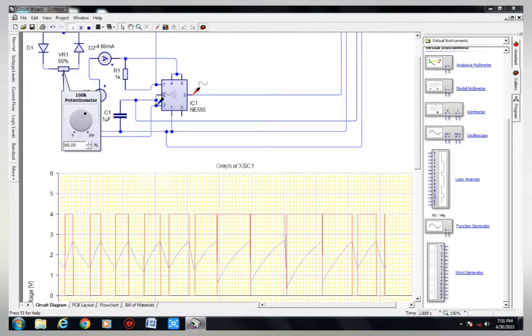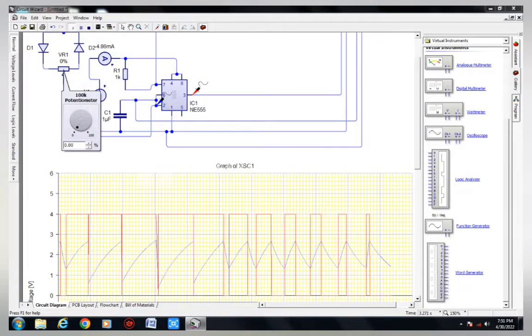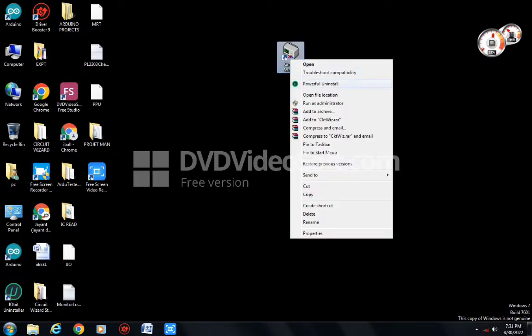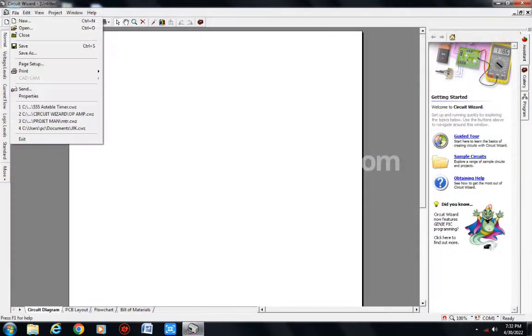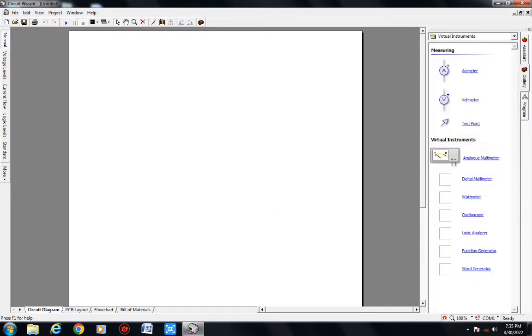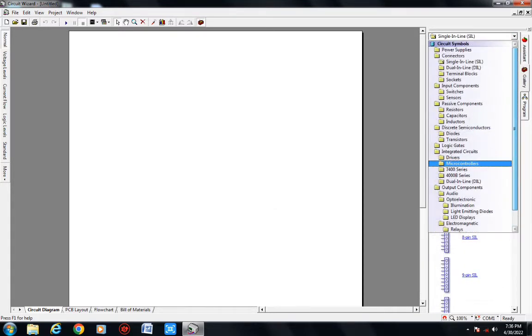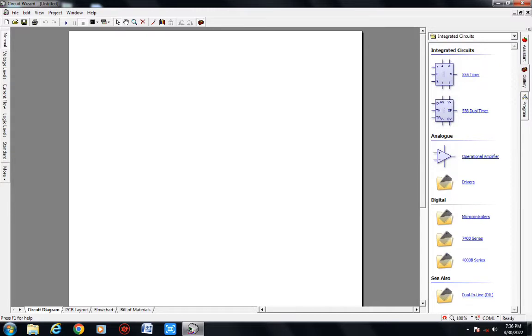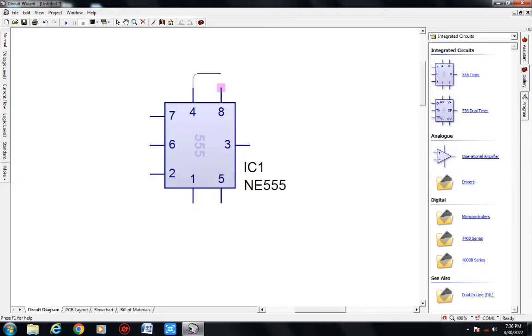Welcome guys. So this is the PWM control from IC 555. This type of simulation I am performing on the Circuit Wizard platform. This is the best software for electronics simulation, especially analog electronics and digital electronics. Here I am choosing an integrated circuit, and I am choosing the IC 555.